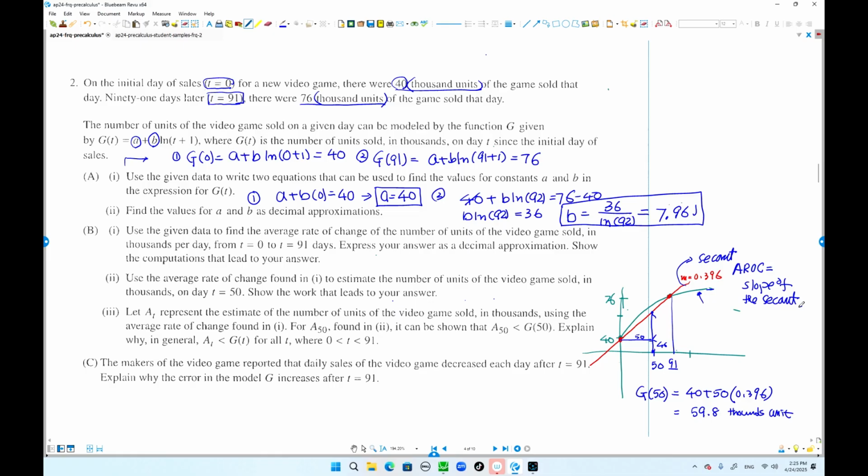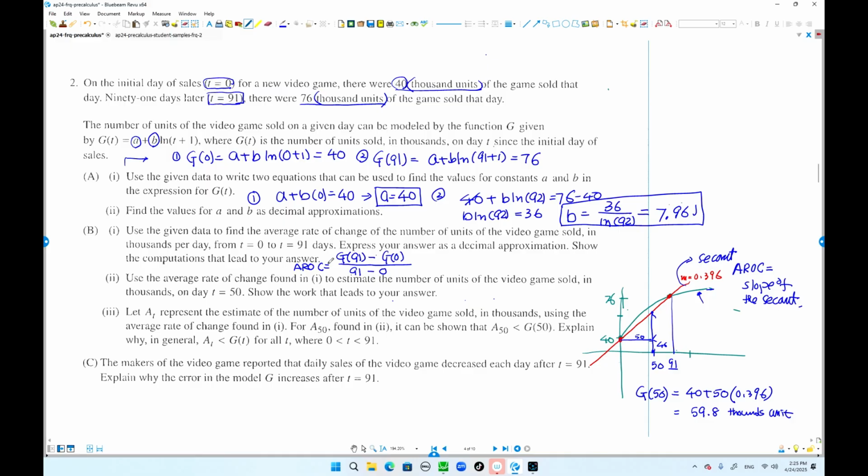Okay, all right, now let's find it. Express your answer as a decimal approximation. So, the computation: g(91) is the variable y when t is 91. The next one is g(0), when t equals 0. The change in the interval for the x value is 91 minus 0. That is the average rate of change.